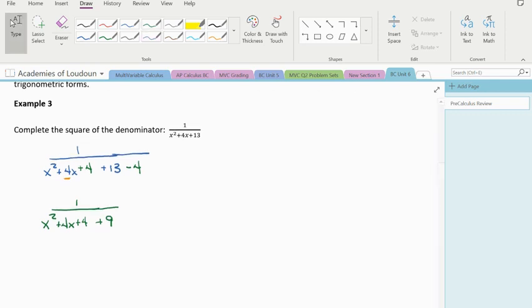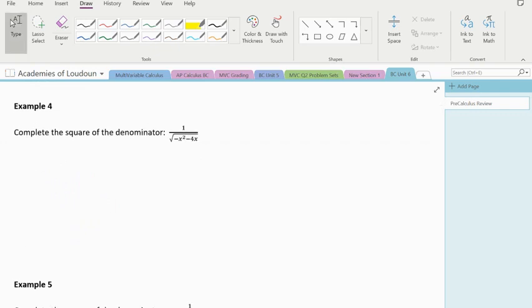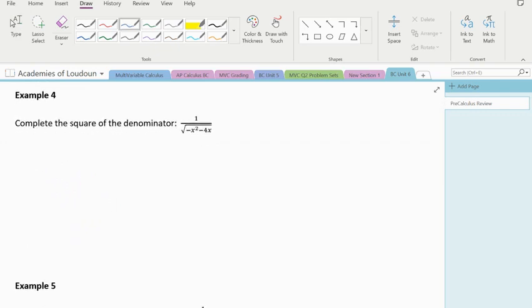I recognize that I'm trying to look for probably an inverse tangent form. So this becomes 1 over x plus 2 quantity squared plus 3 squared. And now I have this into something that I can ultimately integrate. So let's go ahead and take a look at another example. And this time we are working inside a square root. So we have 1 over the square root of negative x squared minus 4x.